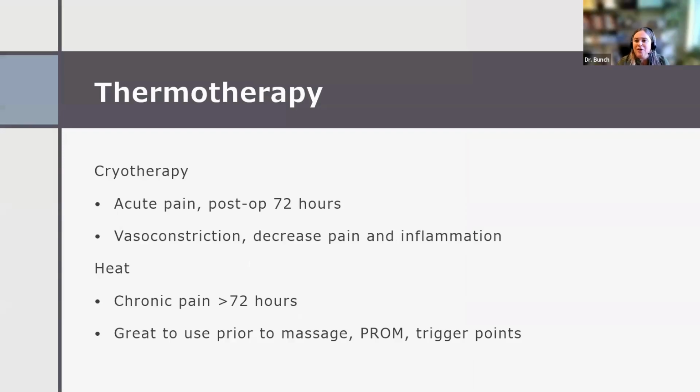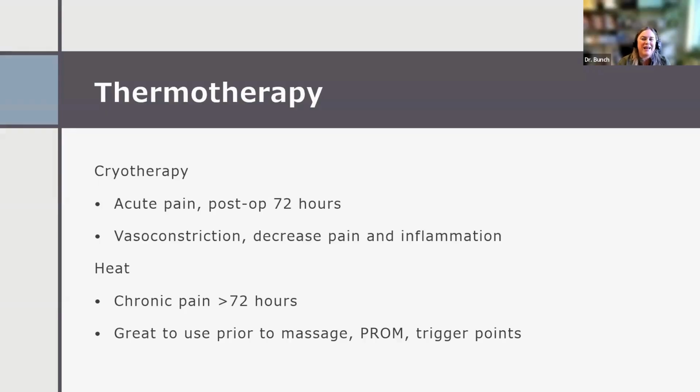And then this is something we all have, right? You can actually have clear thermotherapy, so ice, heat. Generally, we're looking at using ice more acute, so that post-op area for the first 72 hours, although you can always go longer. This is going to cause vasoconstriction, decreased pain and inflammation.